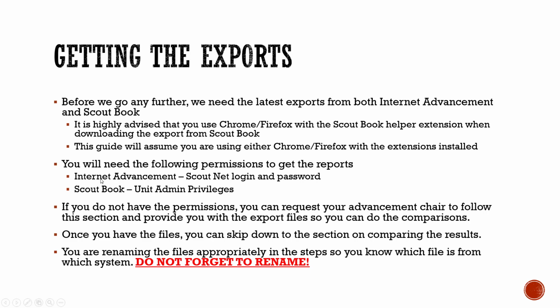Basically, you'll need to download from Internet Advancement, and you'll need to download from ScoutBook. One tip on this is, when you do download those files, please rename the files appropriately. The Internet Advancement file, you name Internet Advancement, and the ScoutBook file you name ScoutBook. Most of the files, when they download, have some generic name like member reports export or something like that, and it's very difficult to tell where you got each of those files from. So it's important that you rename the files appropriately.